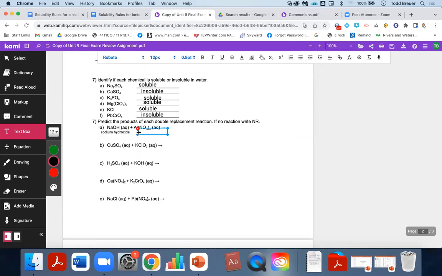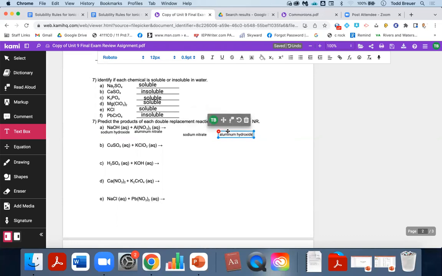And aluminum is attached with nitrate, aluminum nitrate. Well, here's what happens. When double replacement occurs, the positive ions, the metals, trade places, and we get two possible new identities: sodium nitrate and aluminum hydroxide. Now, what we want to do is look at the solubility rules and see if either of these makes an insoluble chemical, because if one of them does, then we know a reaction happens.